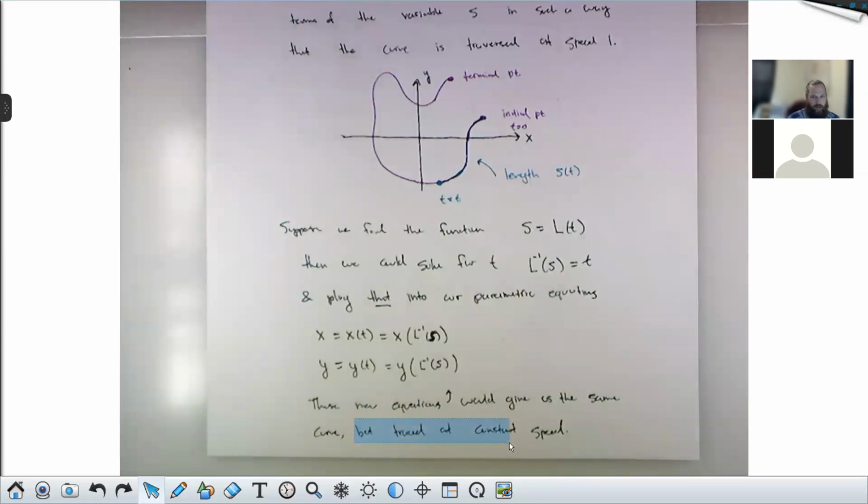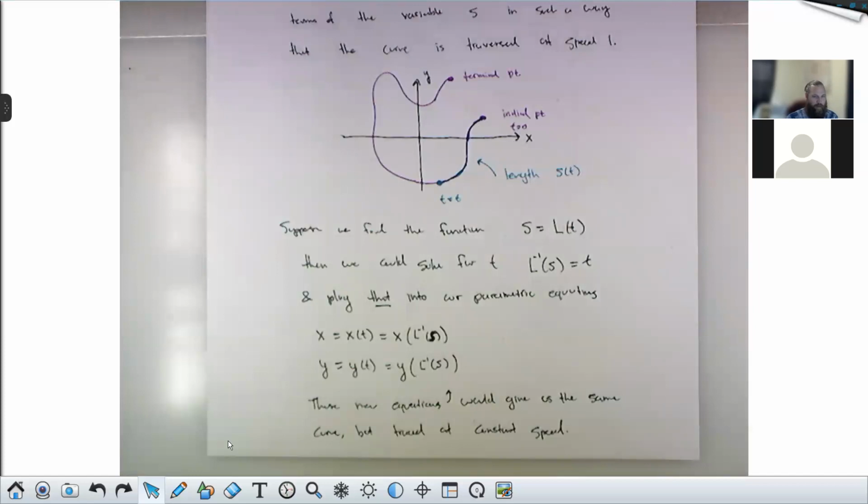The same curve, but traced at a constant speed. So I just wanted to open your eyes to this as a possibility. This is something you will definitely see in Calc 3. If you have any sort of reasonable Calc 3 class, you will be calculating arc length parameters there. And I used to do it in Calc 2 when we had a different book, but not doing it now. So I just want to share the idea with you.